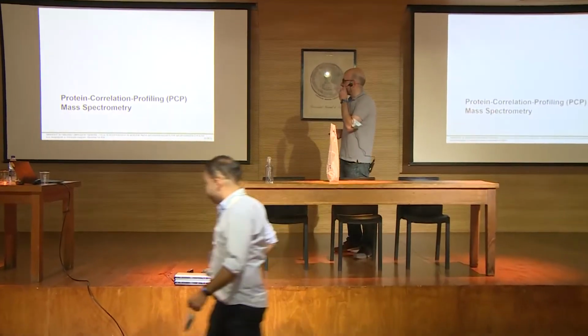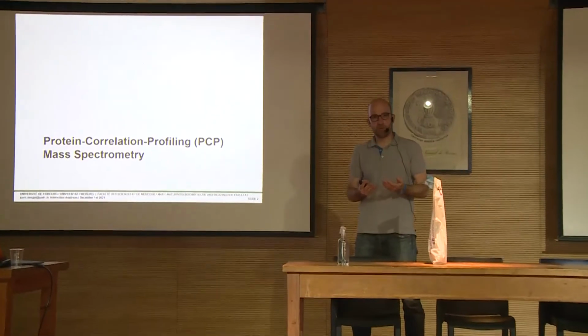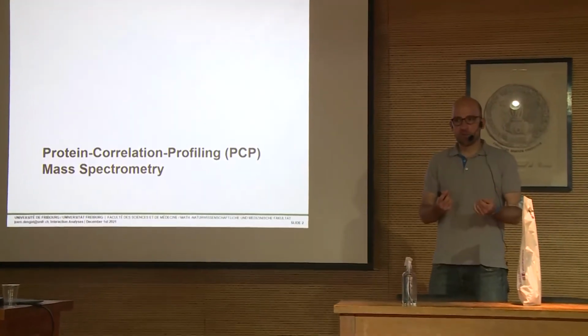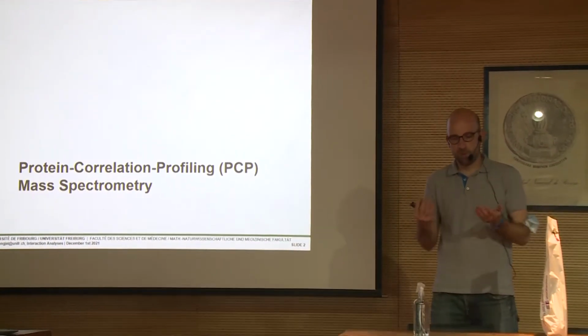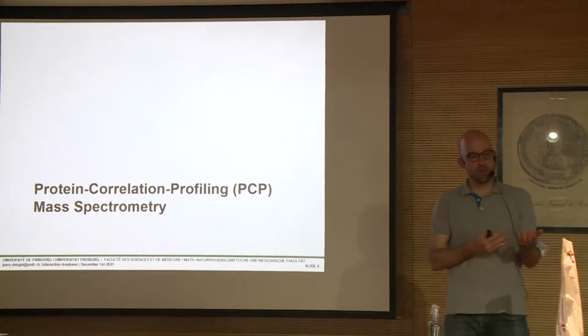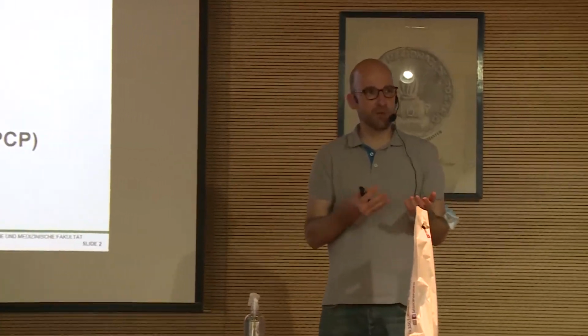All right. So we talked now a lot about affinity purification mass spectrometry and proximity labeling mass spectrometry. The goal is that you enrich a complex or a structure that you then want to study by mass spectrometry. An alternative approach, which gives you complementary data, is not to enrich your structure, but to follow your structure over a separation technique. That is called protein correlation profiling mass spectrometry.